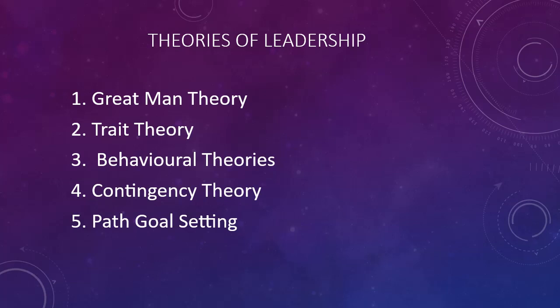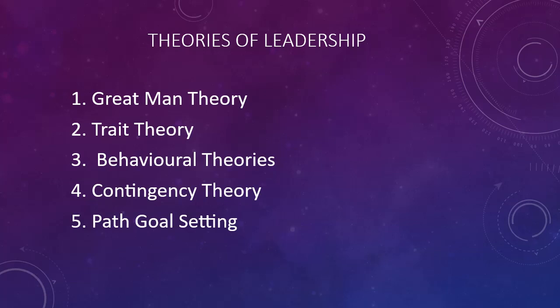Theories of leadership. You may find various theories of leadership. In some books, you may see three, some four, some five. Generally, we say that there are four main theories. The first one is the oldest, great man theory, as well as trait theory. After that, behavioral theory, then contingency theory, and after that, the new or modern theory.